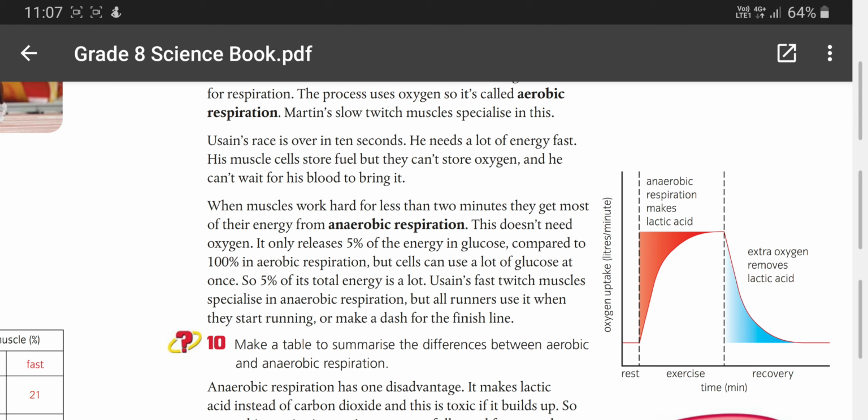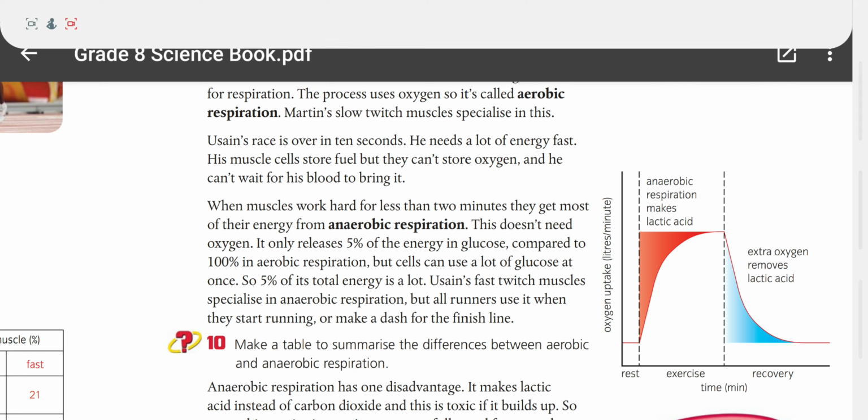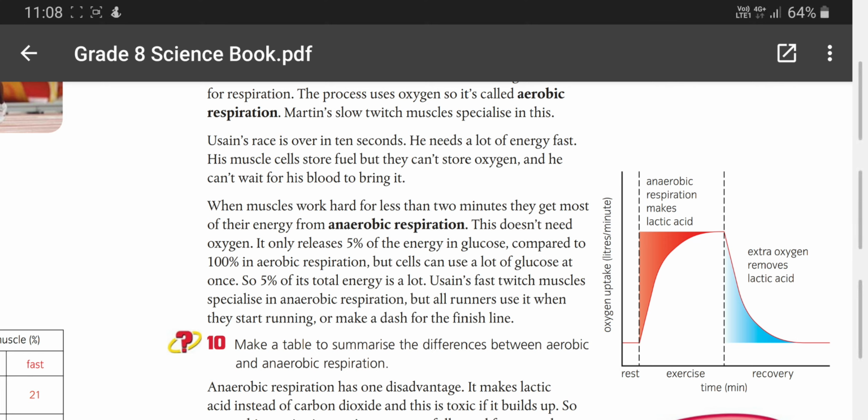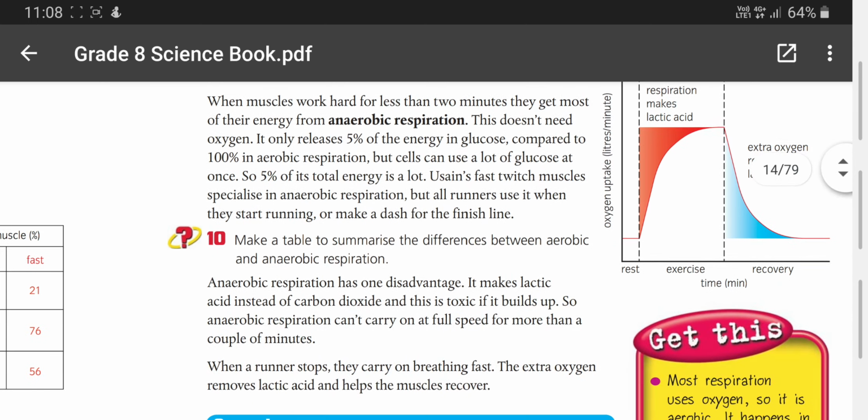For the second type of respiration, he said that when muscles work hard for less than 2 minutes, they get most of their energy from anaerobic respiration. This doesn't need oxygen, and it releases only 5% of all the energy. This makes the fast twitch muscles specialize in anaerobic respiration, but all runners use it when they start running. So he keeps the amount of energy for a longer period of time where he can use it in his body.